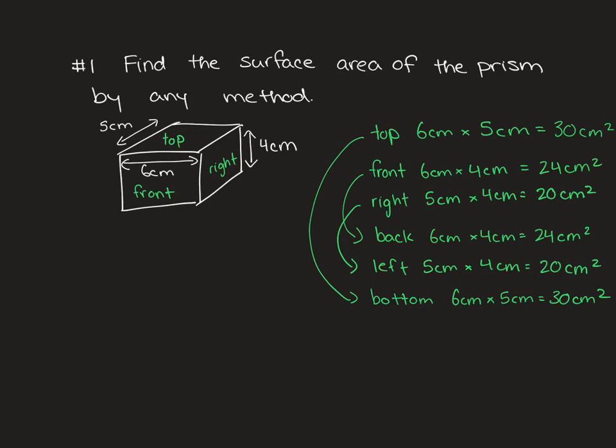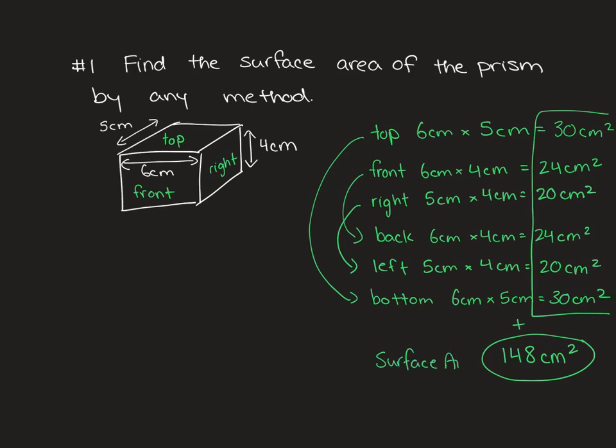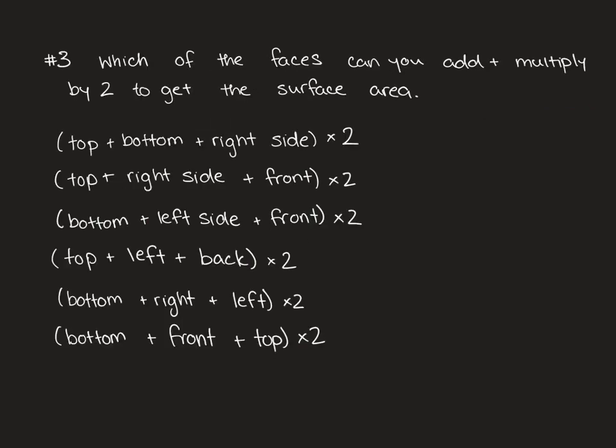What is my last step? So now I need to add all of these separate areas together. So if we add them all up, we get 148 centimeters squared. So this would be our surface area for the whole shape. I'm only giving you examples for some of the questions.